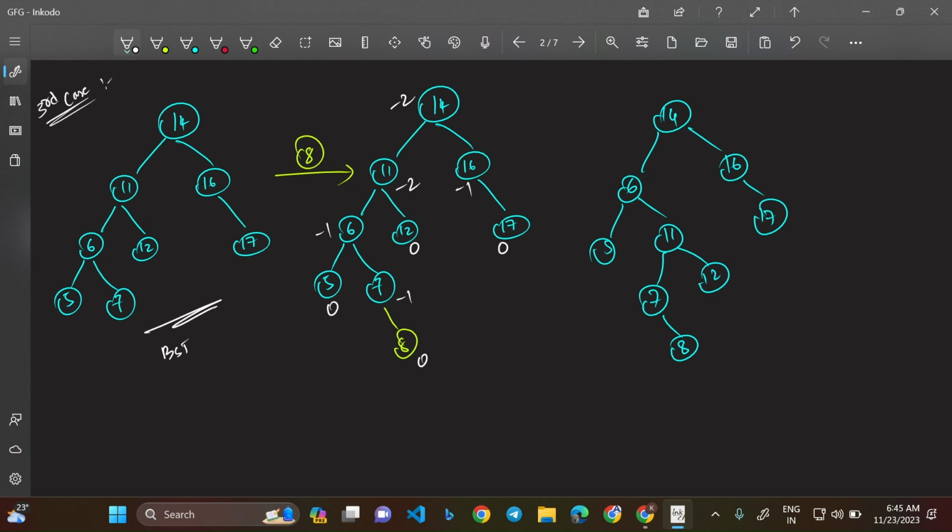Check for 6. 6 left is having a height of 1. 6 right is having a height of 3. 1 minus 3 is equal to -2. Is it solved? Is it fine now? No, it's still not fine. It's still not balanced. This rotation did not work. Rotation alone did not work. That is what I would like to mention.